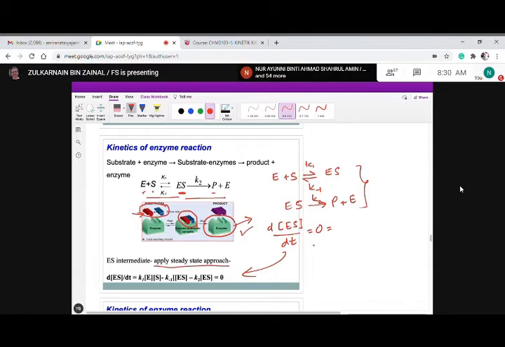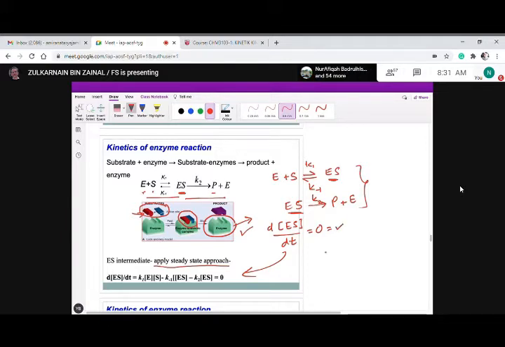Okay, so for the steady state approach, please look for the intermediate. In the steady state approach, as we can see, the assumption is that the generation of the intermediate is constant, meaning that the rate of generation of the intermediate is constant, and it is almost close to zero, right? So when dES/dt, we can consider it as zero.